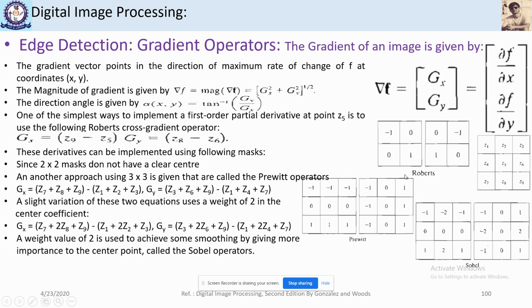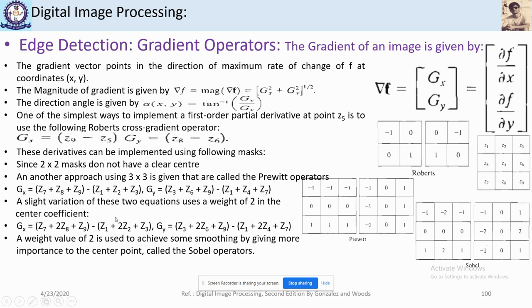In this, the third column coefficients are 1, and the first column coefficients are -1, and the middle column coefficients are 0, 0, 0. So when we implement this for any pixel, then from the third column coefficients, the first column coefficients are subtracted. Okay. Then a slight variation was proposed by Sobel.